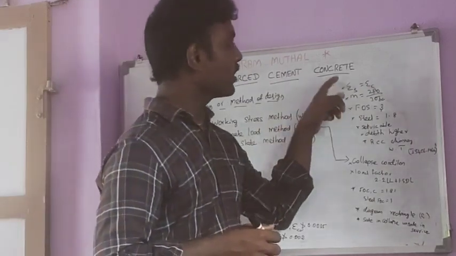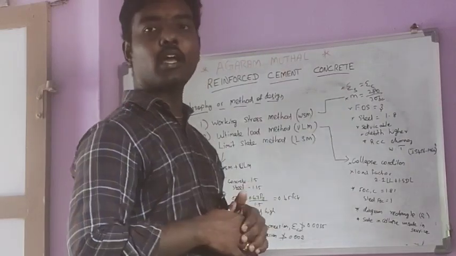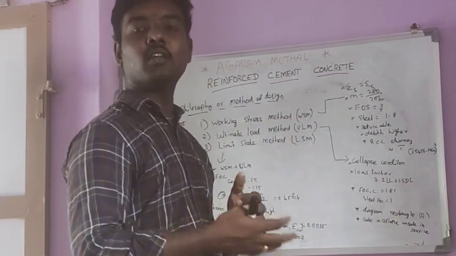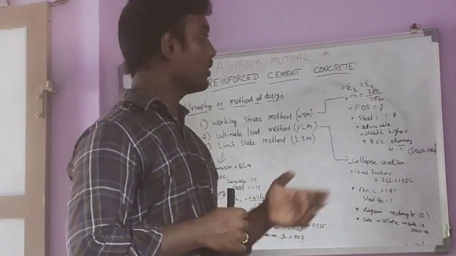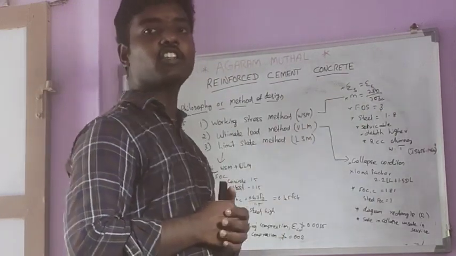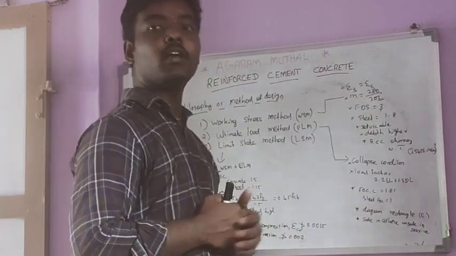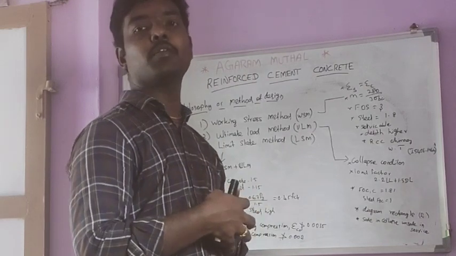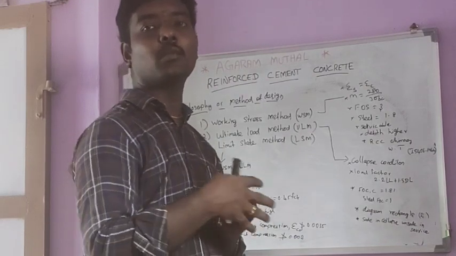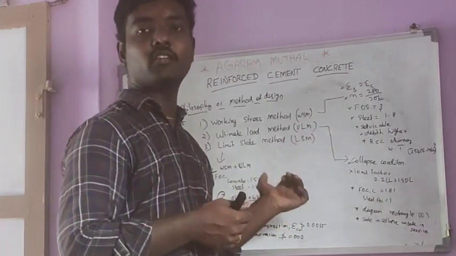Some of the assumptions are that the strain in the steel, which is linear, equals the strain in the concrete, and empirically the modular ratio becomes 280 divided by 3 sigma cbc. We already saw that sigma cbc is the maximum permissible compressive stress in concrete at the compression zone, and the factor of safety is very high in the working stress method.